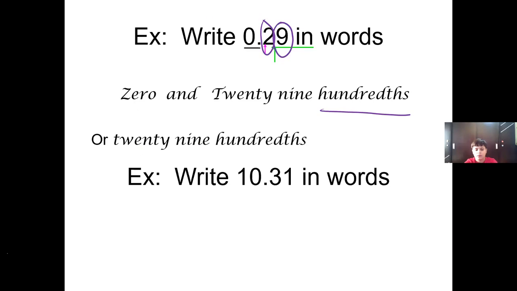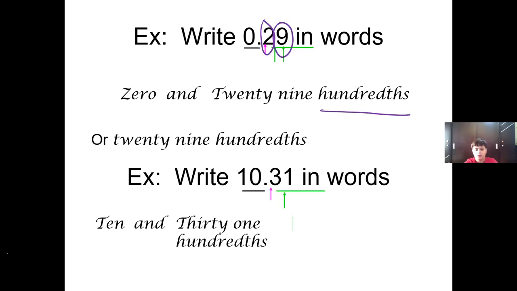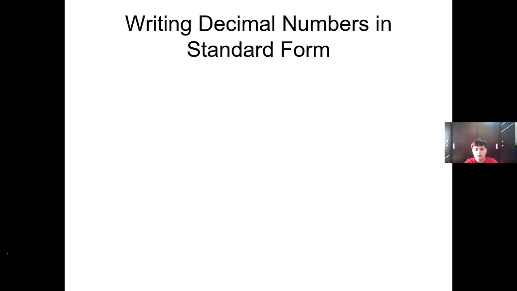Okay, Hala Najm. 10.31. How do we write it? 10 and 3900. Excellent. 10 and 31 hundredths, 3100, because we have 2 digits. Bravo Hala. So is it clear how do we write them in letters? Yes.